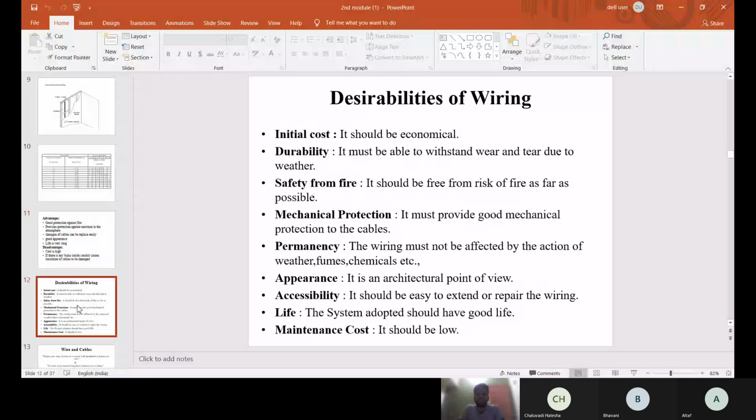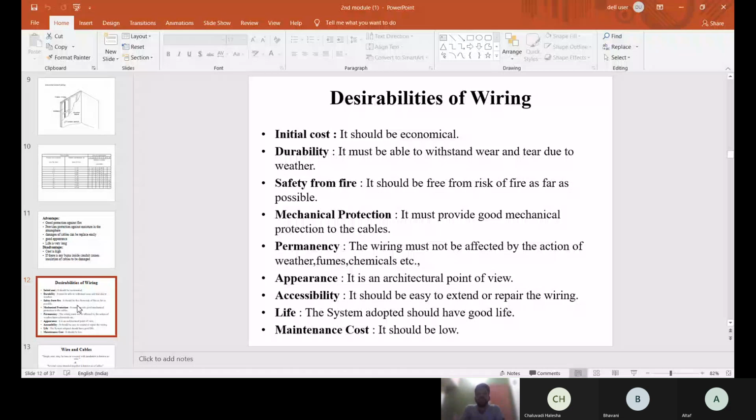And safety from fire: it should be free from the risk of fire as far as possible. That is, it should not be directly exposed to fire suddenly. Like that, you need to select the wire. The mechanical protection: it must provide good mechanical protection to the cables. By making sure of the strength of the wire, the casing, capping and conduit wiring, you need to protect your cable.